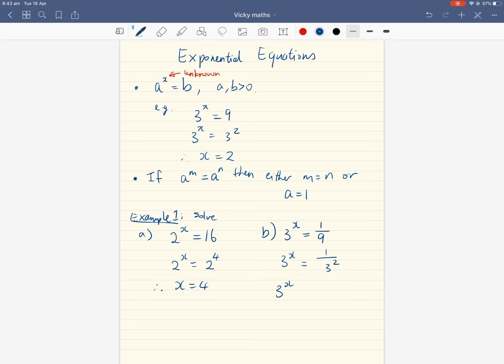Remembering from index laws, if I have a fraction, that means it's a negative power. So on the right we have 3 to the power of negative 2. Since 3^x = 3^(-2), therefore the powers must be the same. x must be negative 2.